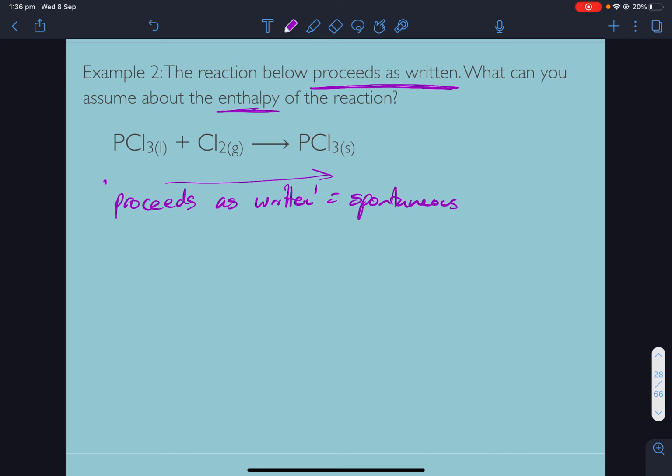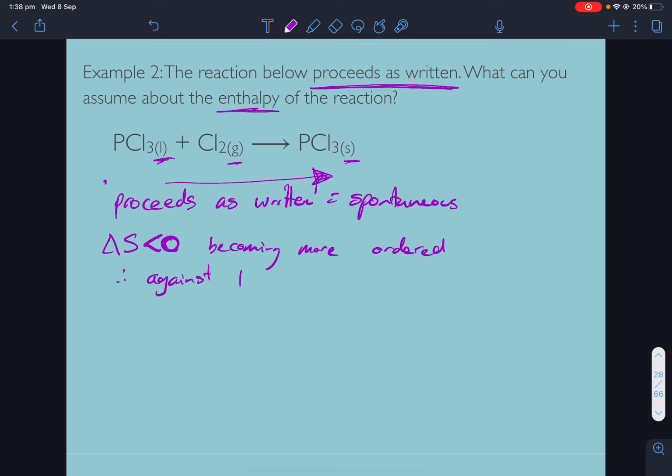But let's check. Okay, so we don't know about the enthalpy. We know that it actually happens. We can assign entropy. What is happening with our entropy? We've got a liquid and a gas on the reactant side, and it's going to a solid. So it's becoming more ordered. So delta S is less than 0, becoming more ordered. So it's going against the entropic drive. Okay, the entropic drive wants it to become more disordered, but it's not.